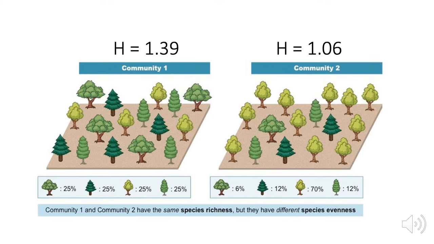Let's compare our communities based on the values we calculated. For community 1, we calculated an index of 1.39. For community 2, we calculated an index of 1.06. Based on these values, we can see that community 1 has higher diversity than community 2. So again, to emphasize, although both communities have the same number of species, the same species richness, they were actually different in diversity because community 1 has more evenness.